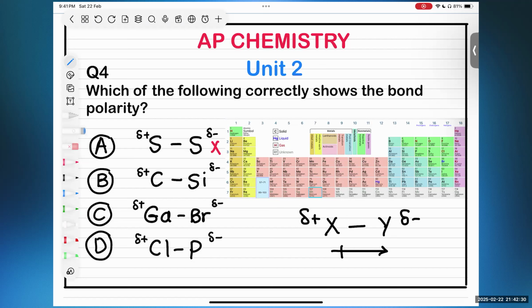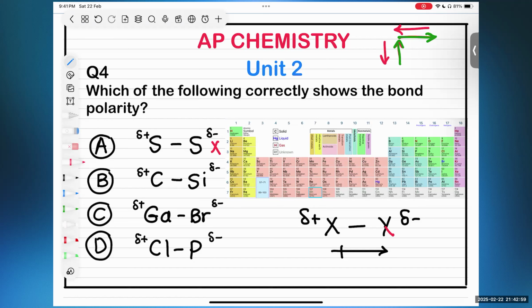The second comparison is between the carbon and the silicon. The silicon is down and the carbon is up. What happens to electronegativity? When you go to the right or when you go up, the electronegativity increases. When you go down or you go to the left, the electronegativity decreases.